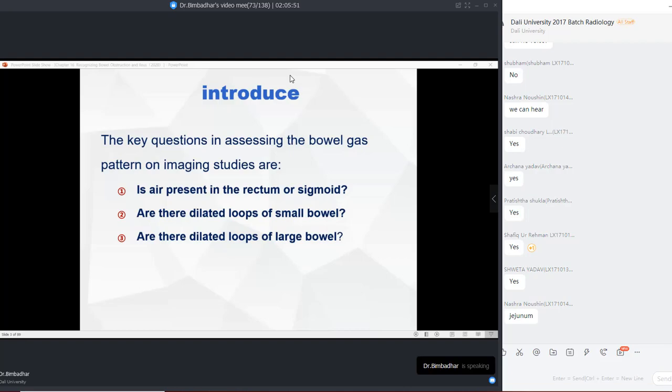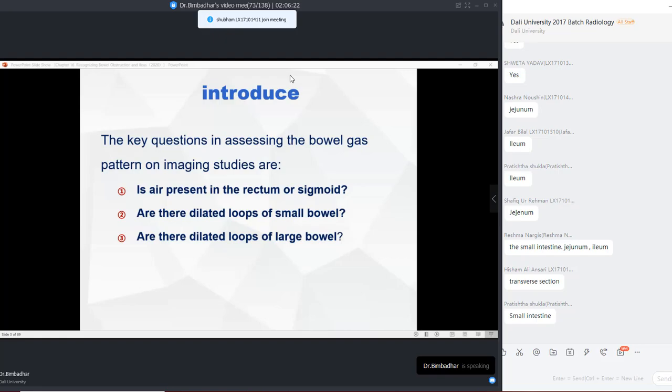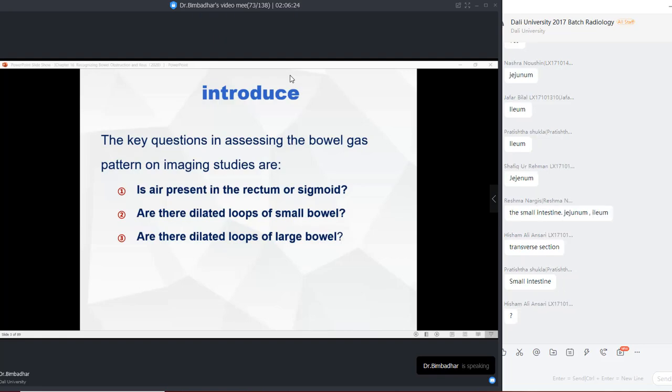Nashra goes with jejunum. Okay, other people? Ileum, jejunum. Okay, when you are saying ileum, are you talking about the small intestine, or is it something else? Okay, right. See, the parts of the complete small intestine, like jejunum, ileum, and other things. All of them are actually involved with the small intestine.